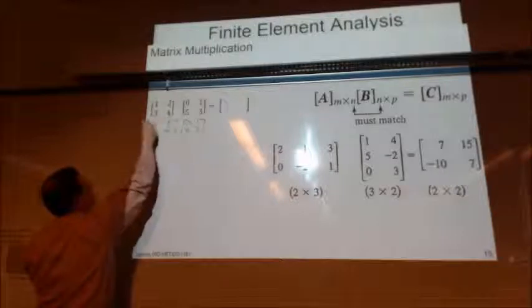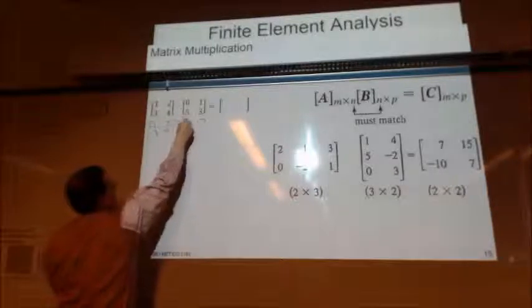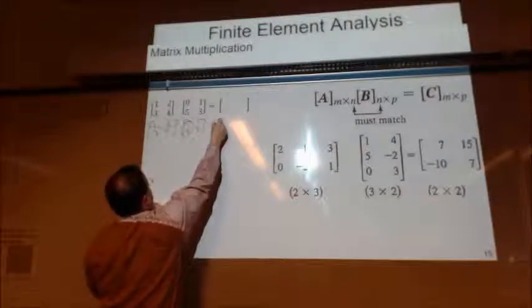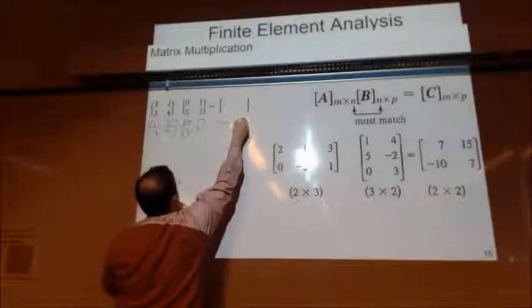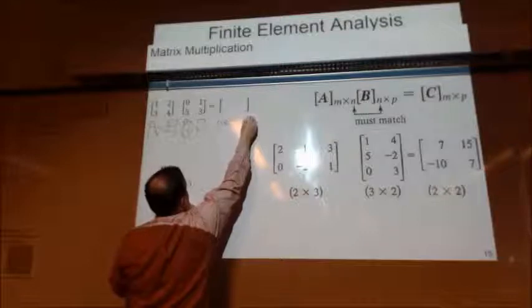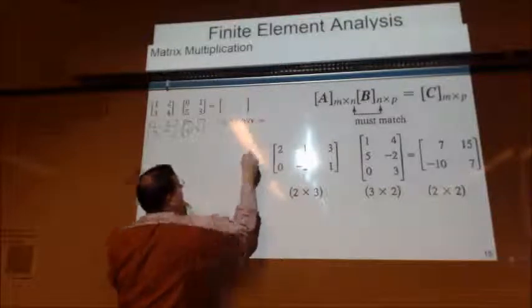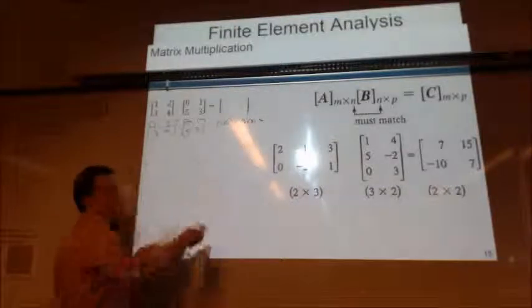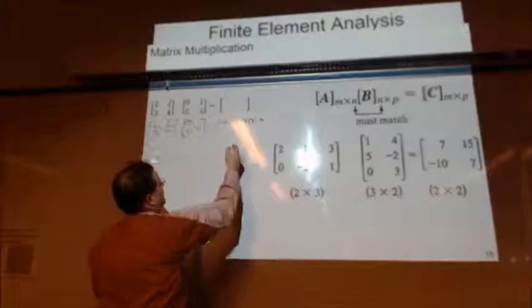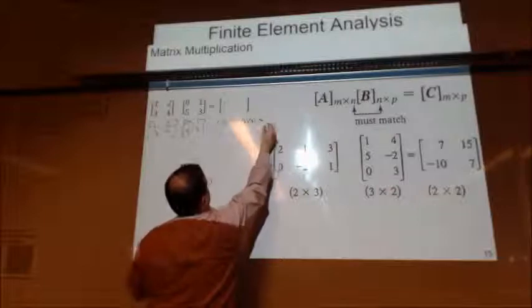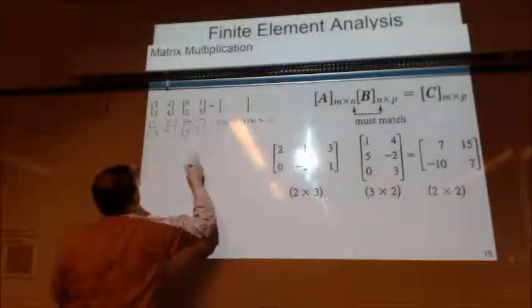Okay, so we're going to do this row, this column. And we're doing 1 times 0 plus 2 times 5. So what does that look like? Dot product, right? So what do we end up with? 2 times 5, so this is 10, right?